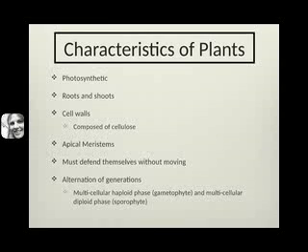Plants also have something called an alternation of generations, and we'll see this more in our next lesson. So when we start talking about the plant life cycle, we will talk about the multicellular haploid phase that we call a gametophyte, and the multicellular diploid phase that we call a sporophyte.